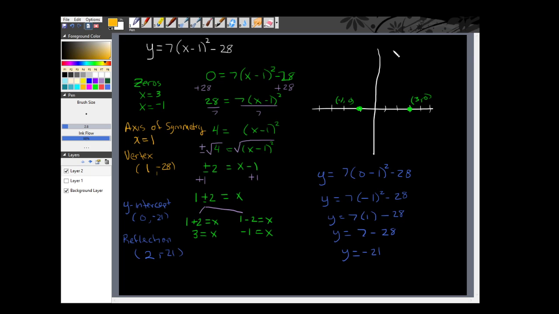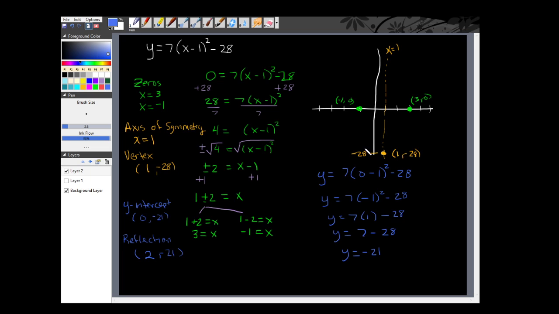Okay, math is about communication, and if you aren't communicating very clearly, it can be very frustrating for other people to read your work. So my axis of symmetry is at x equals 1, so there's my vertical line at x equals 1. Now my vertex is on here, but it's all the way down at negative 28. So what I'm going to do is I'm just going to call this part right here negative 28. And then I'm going to draw my vertex and label my vertex. That way it's very clear even though I don't have tick marks on my bar.